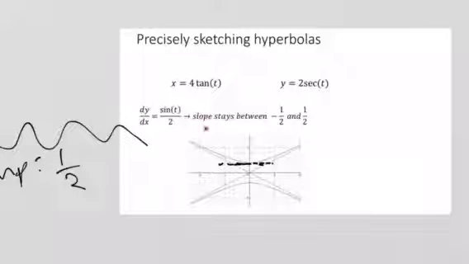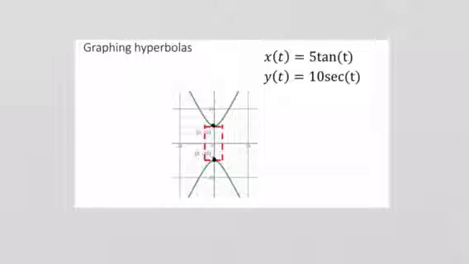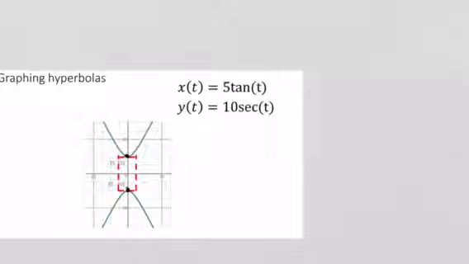So now we're starting to get more of a picture of how steep hyperbolas are. It depends on how we're modeling their dy/dx. So now let's connect this back to that weird box thing. When I graph x of t equals 5 tangent t, y of t equals 10 secant t, the fact that secant is y tells me that it opens vertically.